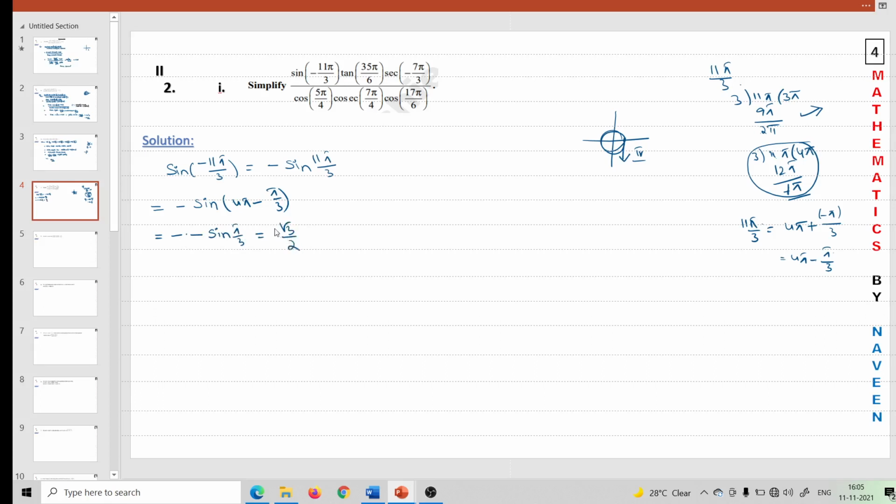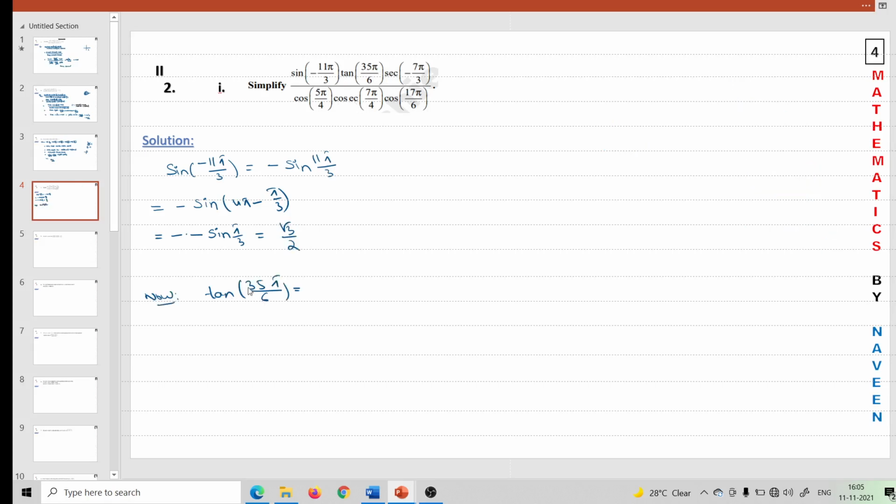Likewise, you have to find all the values of the remaining. Tan of 35 pi by 6. So 35 pi is divided by 6. 6 6s are 36, right? Remainder minus pi, because here minus is there. Remainder is minus pi. So that is 6 pi minus pi by 6. Tan of 6 pi minus pi by 6.